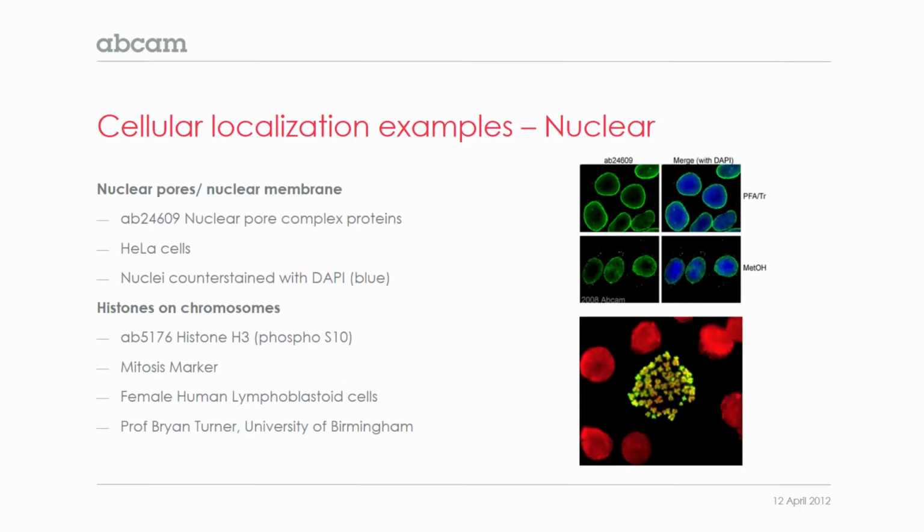The next image, we have some more nuclear examples. We have an antibody for detection of nuclear pore complex protein, and you can see really clearly that around the nucleus here we've got green staining of this protein. The lower image is from histone H3 phospho S10, and this was kindly provided by Professor Brian Turner from the University of Birmingham, and beautifully shows the chromosomes during mitosis. And all that's doing is picking up this phosphorylated histone on the chromosomes during mitosis. This fantastic image.